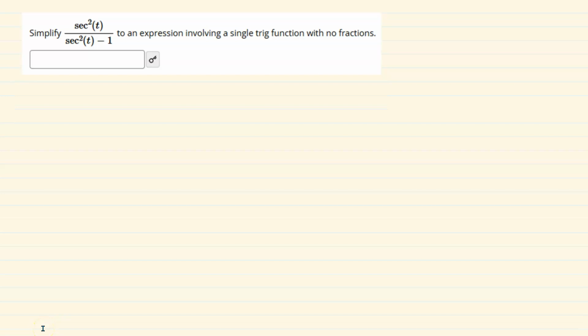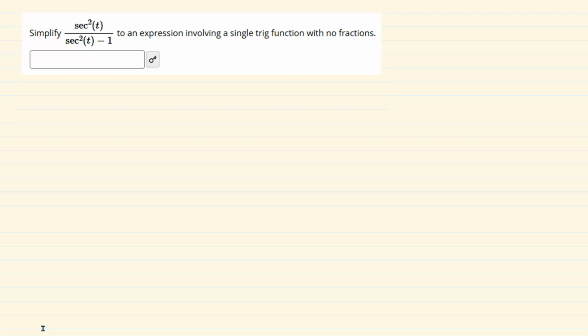All right, we want to simplify the following to a form where we have a single trig function with no fractions. Okay, so we have some trig identities that may come into play.